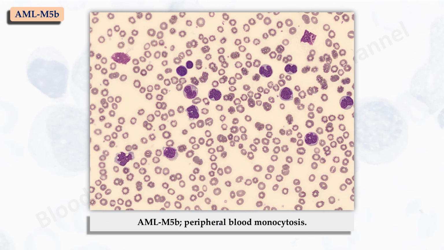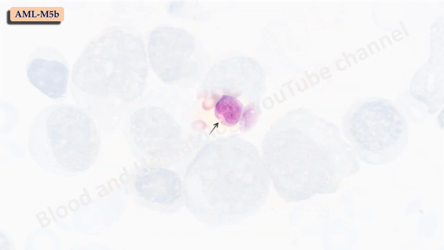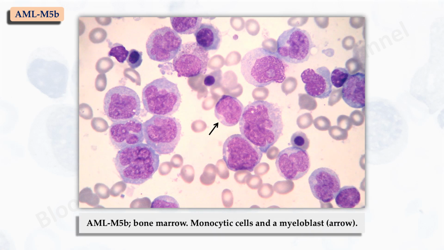Peripheral blood monocytosis in a patient with AML-M5B. Bone marrow film of a patient with AML-M5B, showing monocytic cells and a myeloblast.